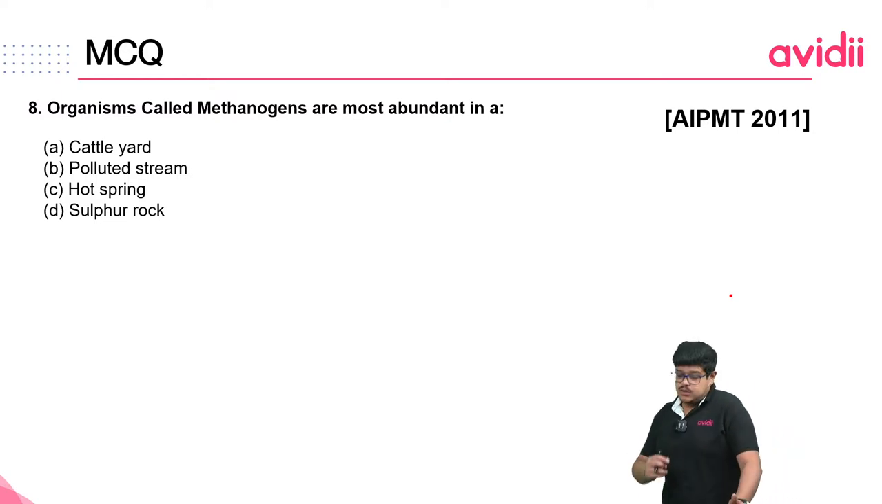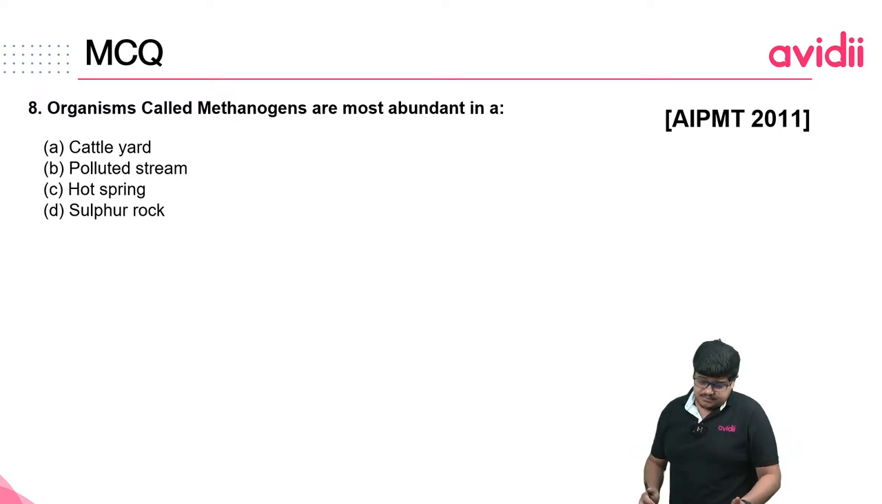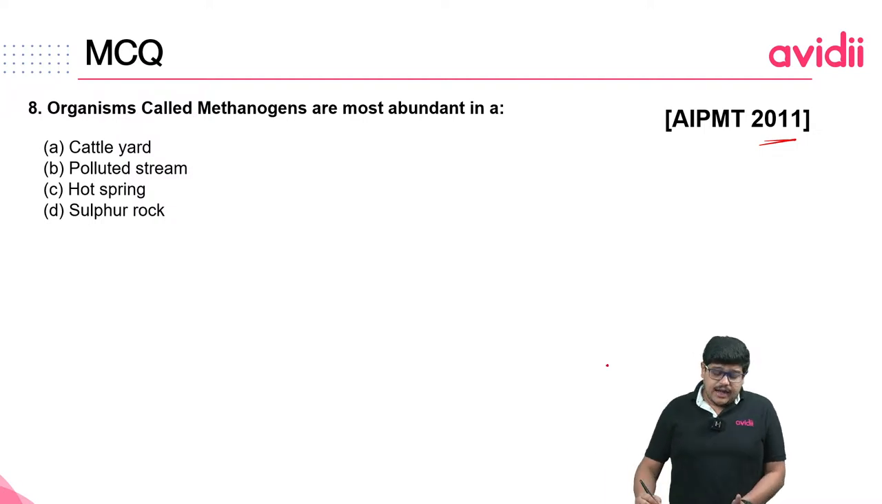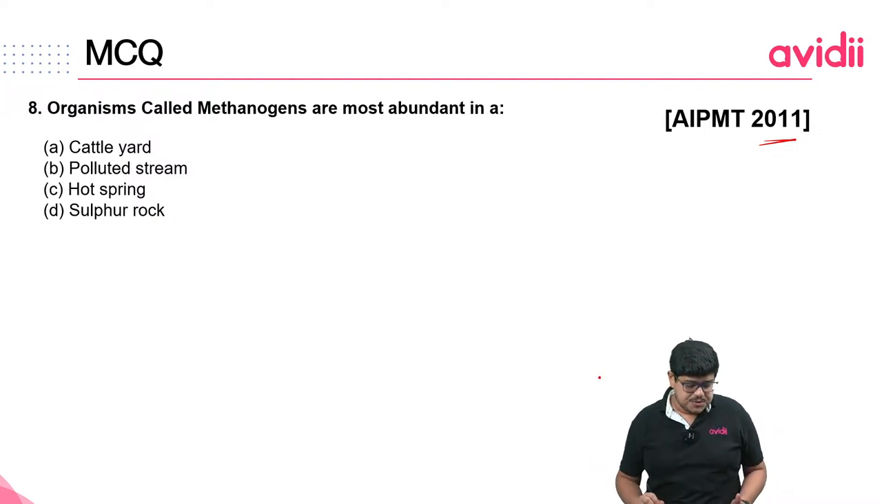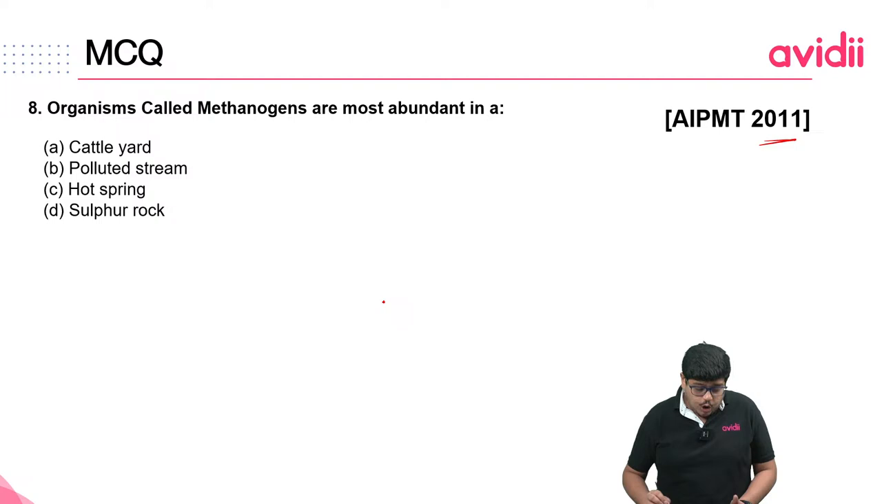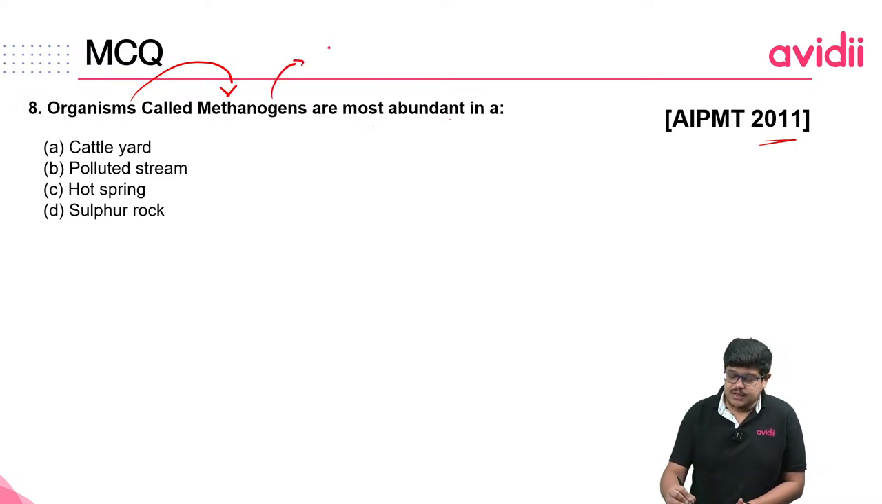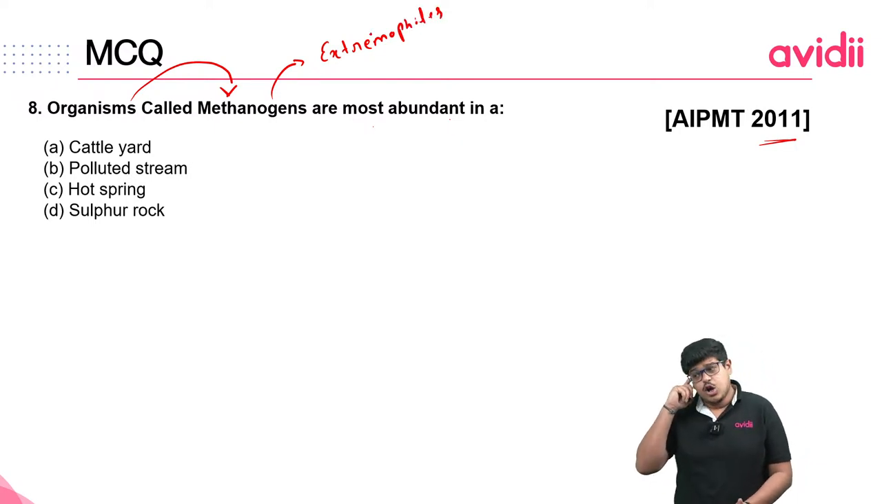Organisms called methanogens are most abundant in: old cattle yard, polluted stream, hot spring, sulfur rock. They are asking for the organisms, that is, the methanogens. If we clarify methanogens, these are like your extremophiles. They either live in too hot a condition, too salty a condition, or too cold a condition.